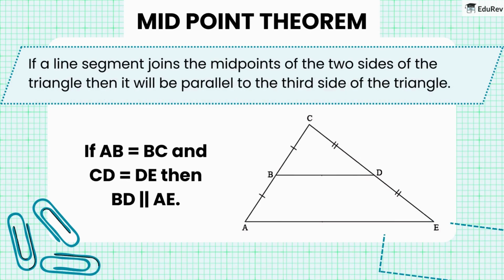If a line segment joins the midpoints of the two sides of the triangle, then it will be parallel to the third side of the triangle. If AB is equal to BC and CD is equal to DE, then BD is parallel to AE.